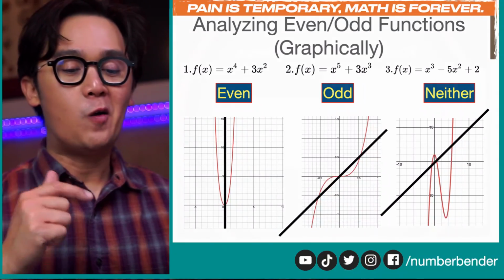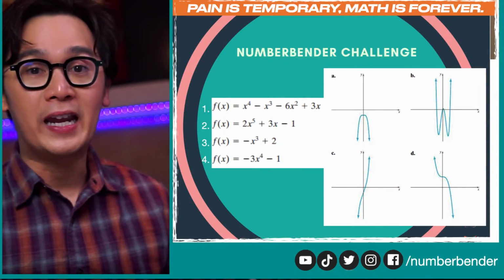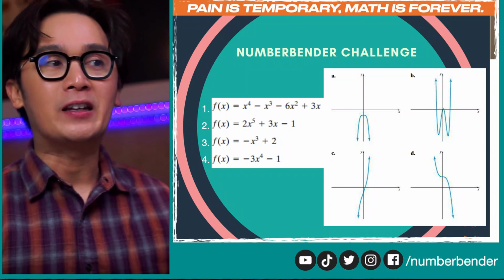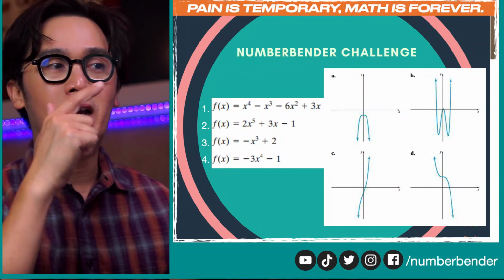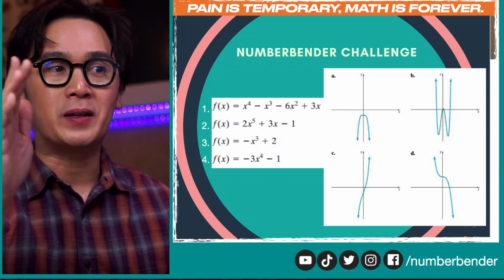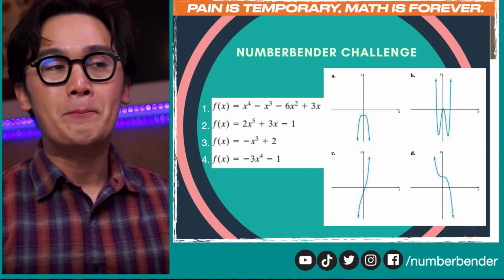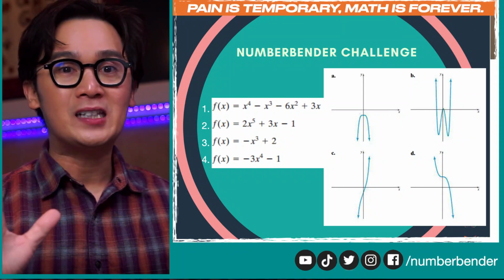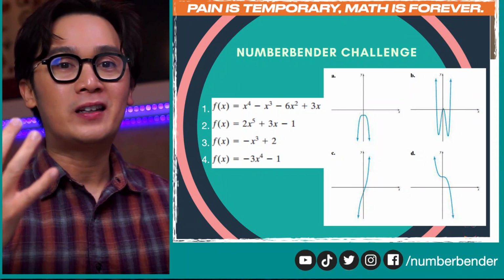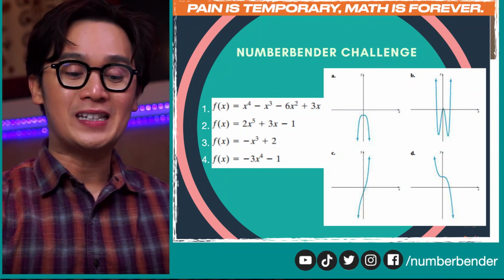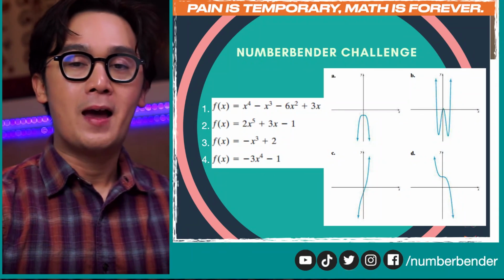So our Numberbender challenge for the day. So we have 4 graphs of our polynomial functions, and your goal is to match 1, 2, 3, 4 to A, B, C, D. So see if you can match it correctly, but without using a calculator or decimals, and by just looking or using the skill that you have learned for this lesson in our functions.